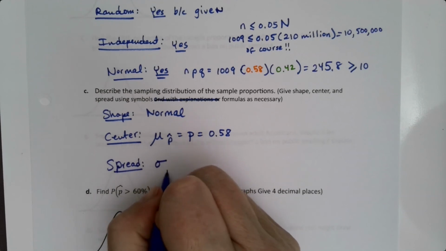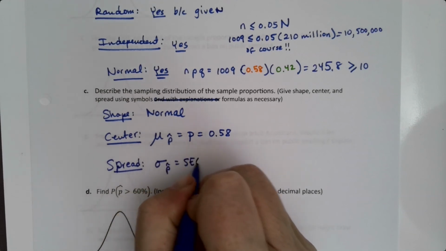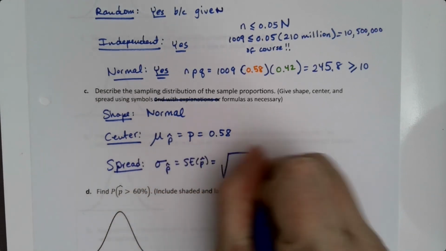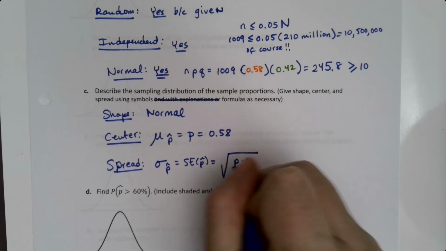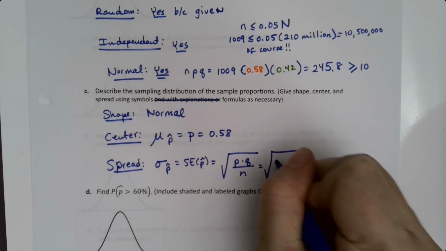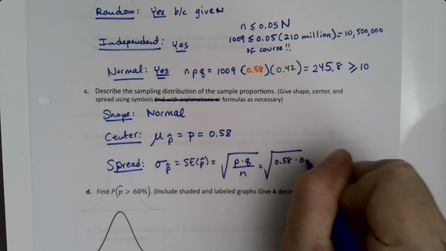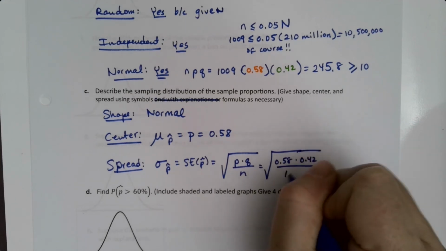And the spread is the sigma of the p-hats, or if you like, it's the standard error of the p-hats. Either way, it's the big square root p times q over n, which would be 0.58 times 0.42 divided by 1009.